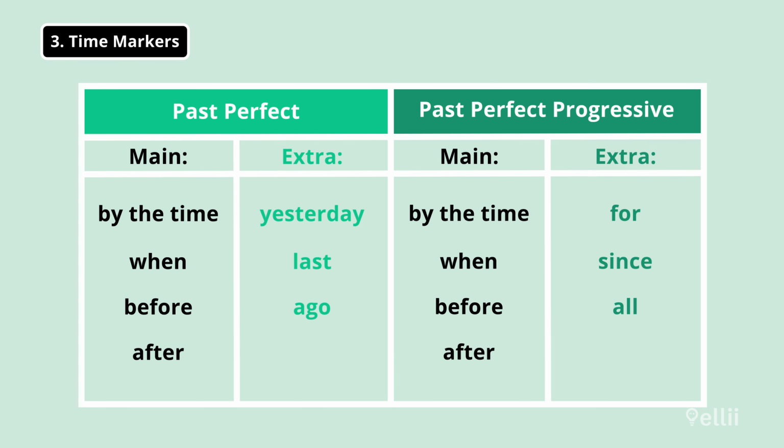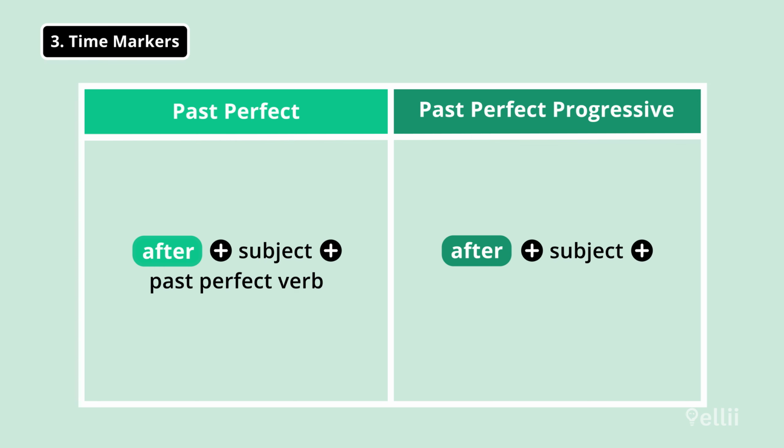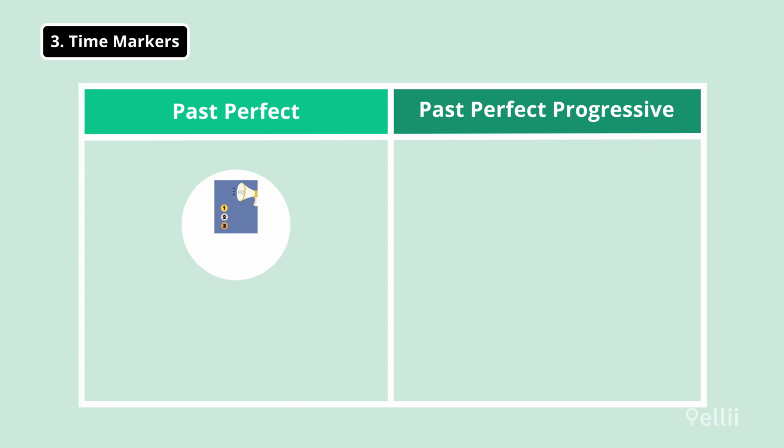Did you know that the time marker after is different? It only appears at the beginning of the clause with the past perfect verb, or, less commonly, the past perfect progressive verb, and not the clause with the simple past verb. Let's see those examples again with after.